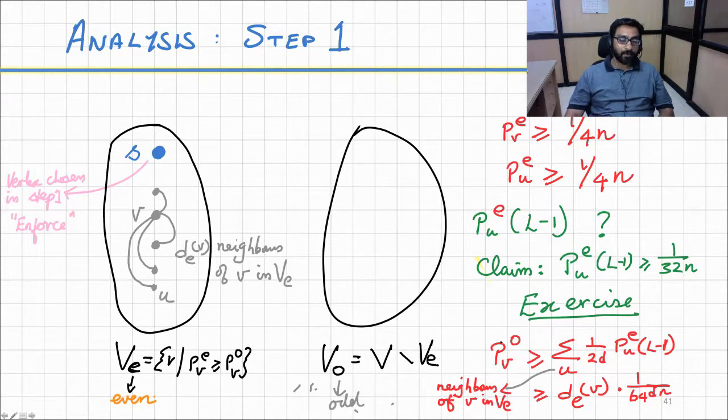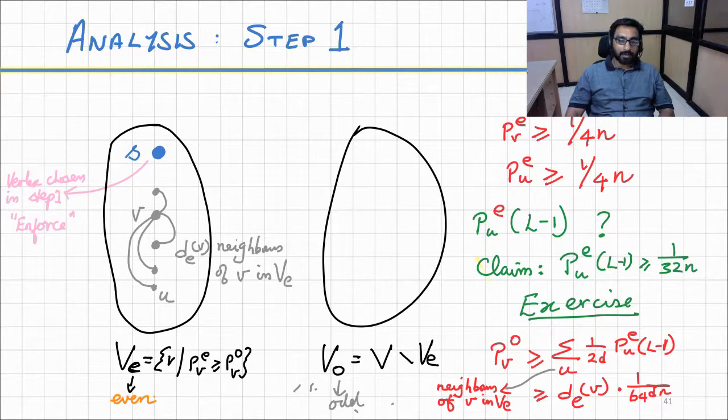So PVO, now we looked at one particular U, but now we have to sum over all U that are neighbors of V, but restricted to this VE. So summation over all such U. This is the probability that we already have over here, that we will reach U with an even length walk in L-1 random walk steps. And then with probability 1 over 2d, we will transition into V. And summed over all U, we will get a lower bound for PVO.